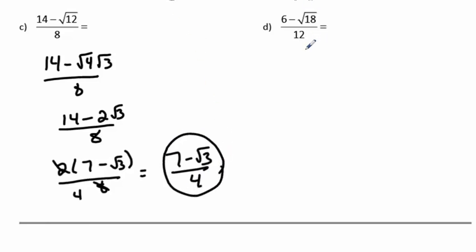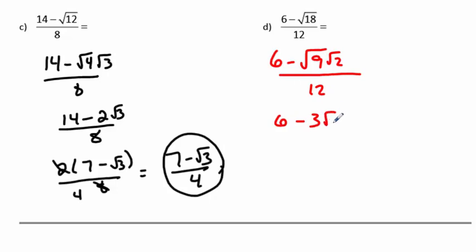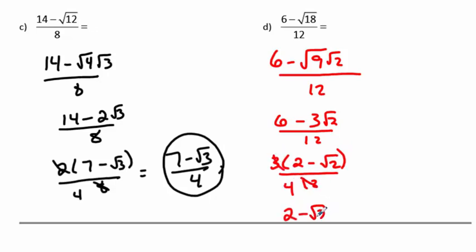Let's try the last one here. The square root of 18 can be simplified. So we've got 6 minus, the perfect square that goes into 18 is 9. So square root of 9 times square root of 2 over 12, or 6 times 3 square root of 2 over 12. 6 and 3 can both be divided by 3, so let's factor that out. I'll leave you with 3 times 2 minus the square root of 2 over 12. And I can reduce this to 2 minus the square root of 2 over 4. And that's it for this section.